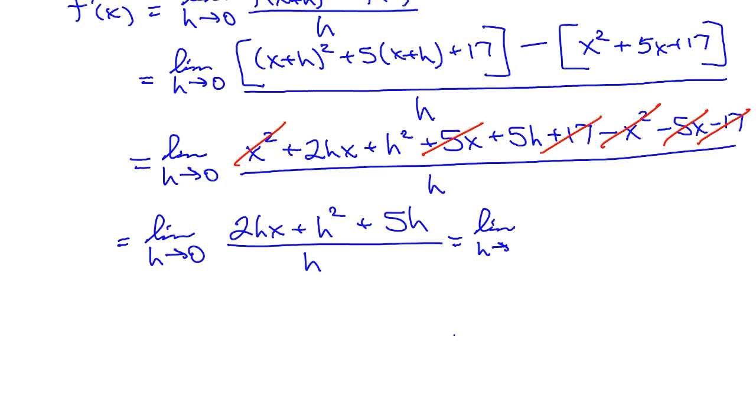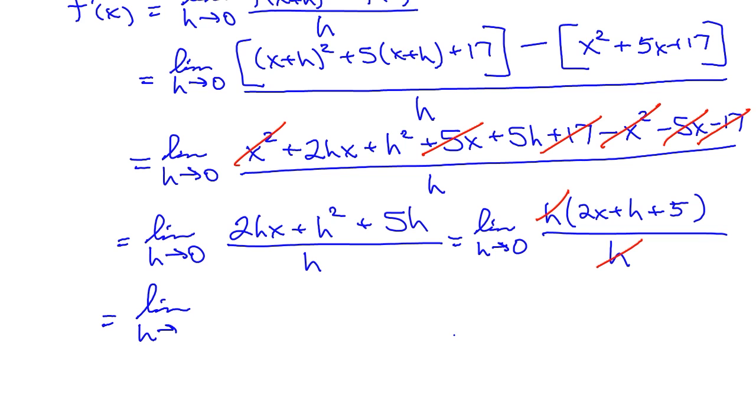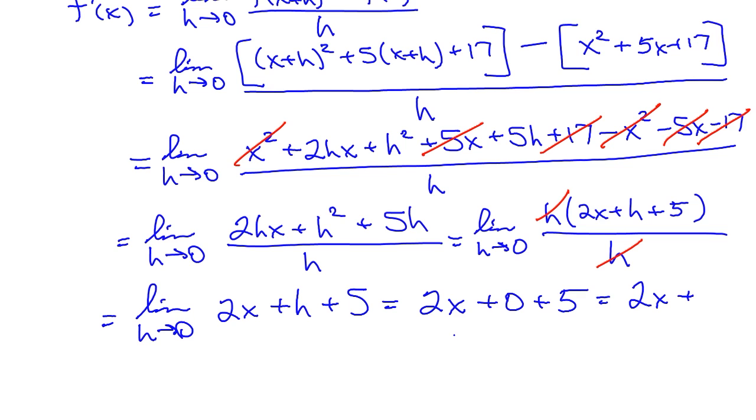That's the limit as h goes to 0 of h times 2x plus h plus 5 divided by h. The h's cancel. And we have the limit as h goes to 0 of 2x plus h plus 5. Evaluating the limit as h goes to 0, we get 2x plus 0 plus 5, which is 2x plus 5.